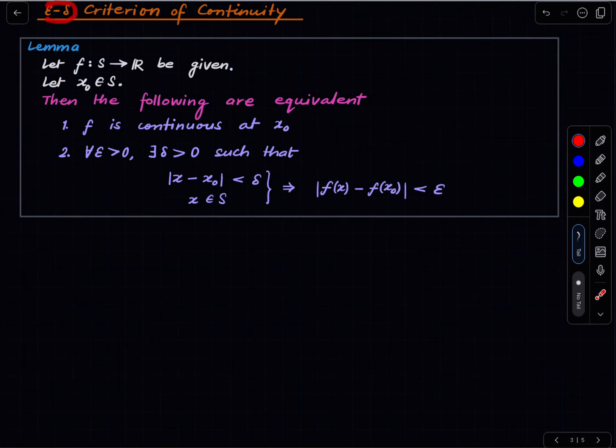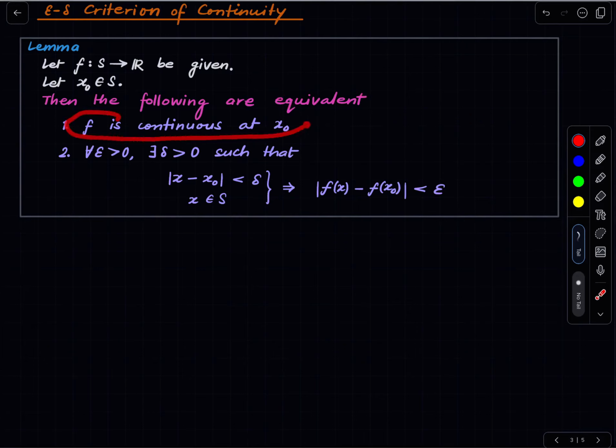So this is called the Epsilon-Delta Criterion for continuity. Textbooks usually define continuity this way, but I first defined it in a different way, and now this is a theorem. Some definition was given, which I called the geometric definition. This now becomes a theorem. So what is the theorem or lemma? Fix a function from a set S to the real numbers, where S is a non-empty subset of R, and fix a point x0 in S. Then the following are equivalent.